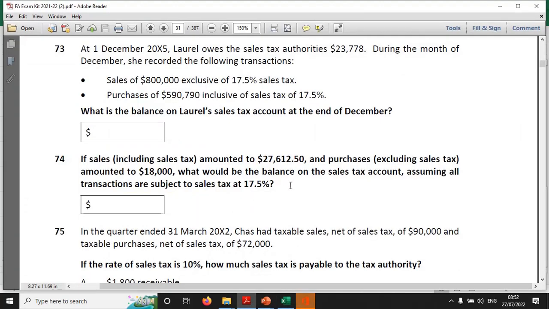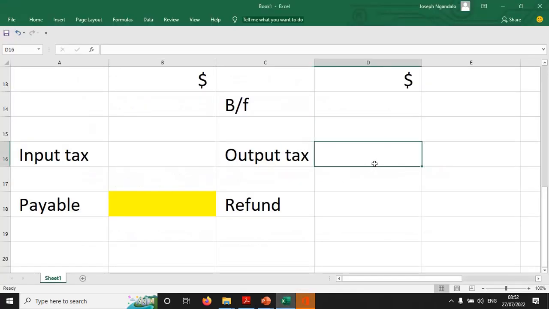How much was the figure for sales? Including tax, meaning tax inclusive. 27,612.5. Let me put it here. It is equal to 27,612.5 multiplied by, they said inclusive, right? 17.5 divided by 117.5. Are you there?